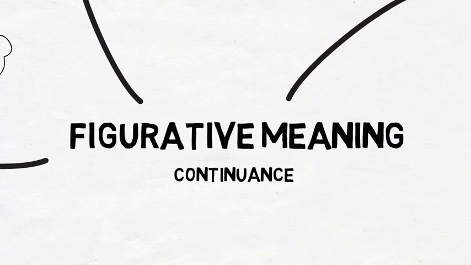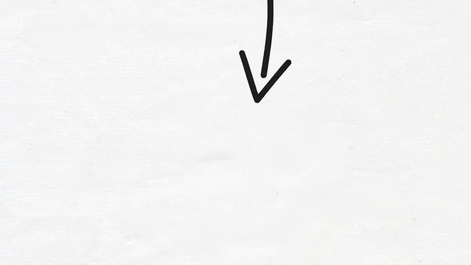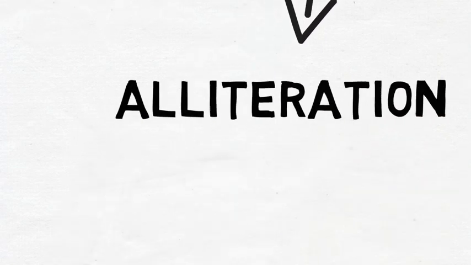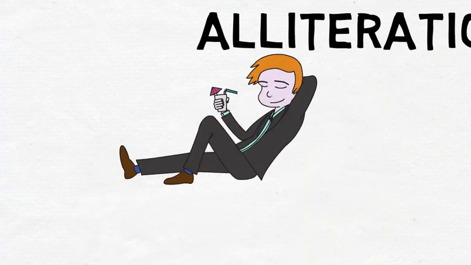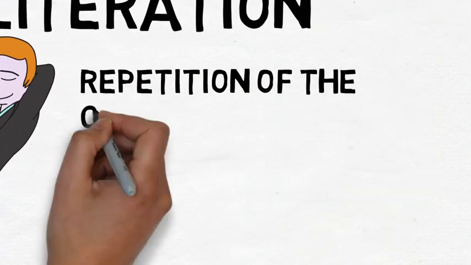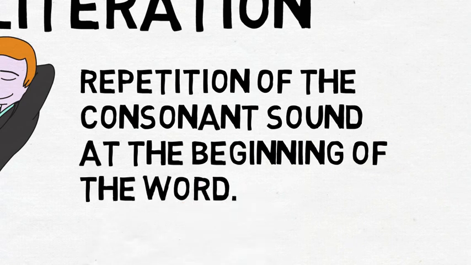Now let's move on to the next point that we're going to talk about. What is the next one? Alliteration. Right. What does alliteration mean? Alliteration is the repetition of the consonant sound at the beginning of the word. So it starts from the very beginning, right?